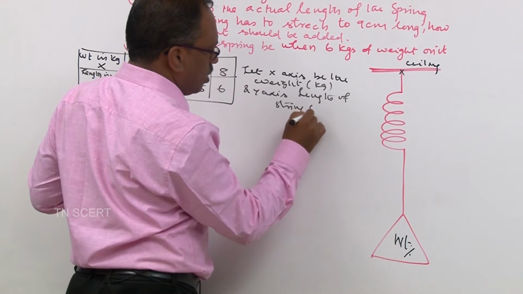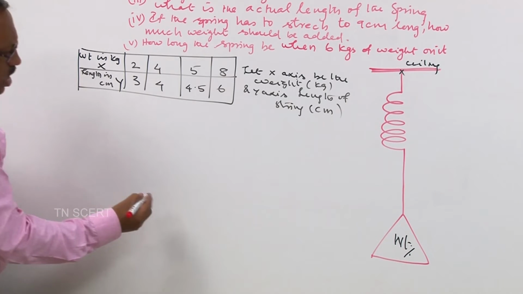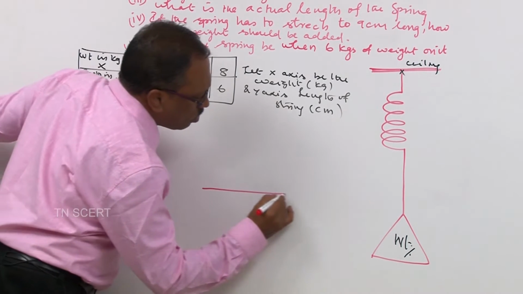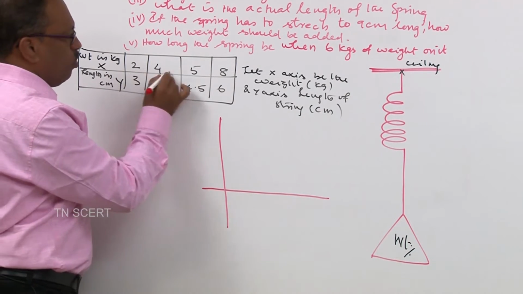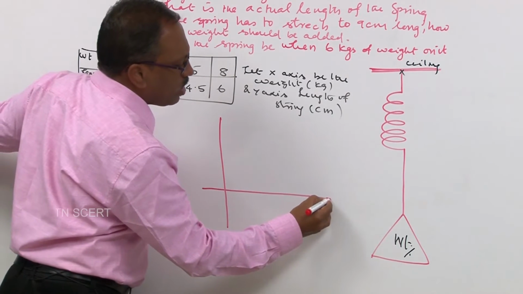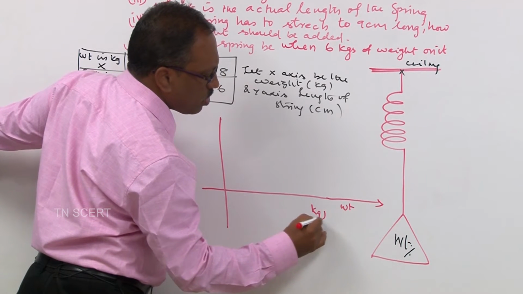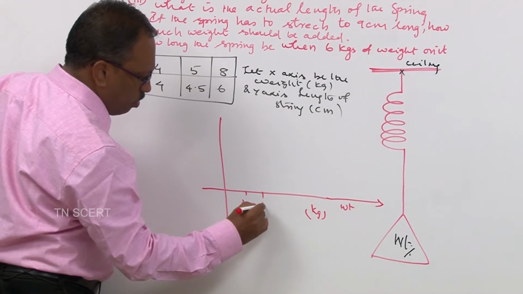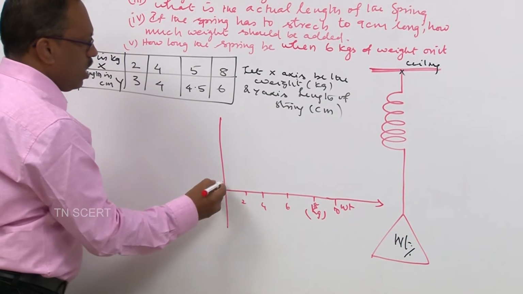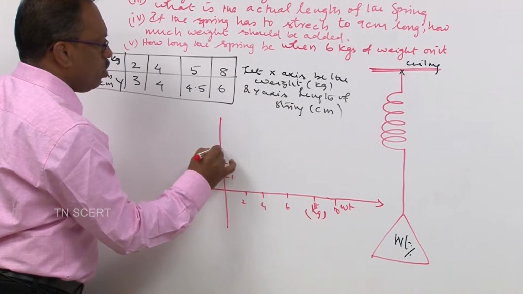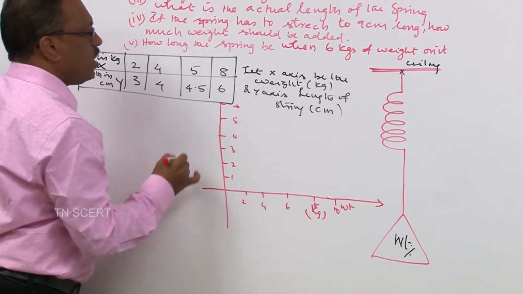This is in terms of kgs, this is in terms of centimeter. So let me just draw this diagram. Each part 2, 4, 6, 8. I can take weight in kgs: 2, 4, 6, 8, 10 like this, and here I can take 1, 2, 3, 4, 5, then 6.